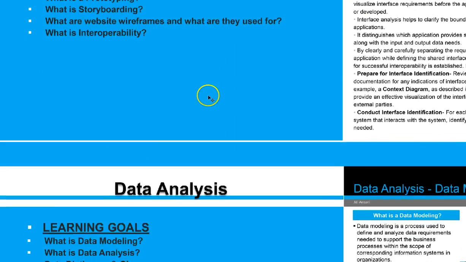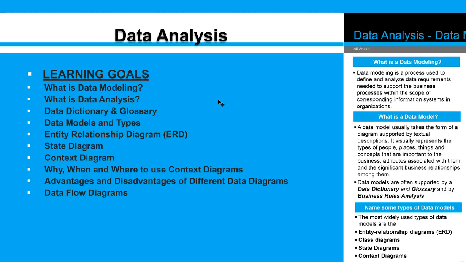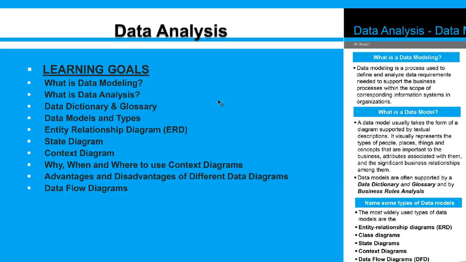Then let's get to the next one. Now we have data analysis, where we are going to analyze the data, where we are going to create data models. So then we are going to look into terms such as data dictionary, glossary, data types, data models, entity relationship diagrams. How do these entities relate to each other? Then the state diagram: we are in this state or we are in that state. And then how the state changes from one to the other.